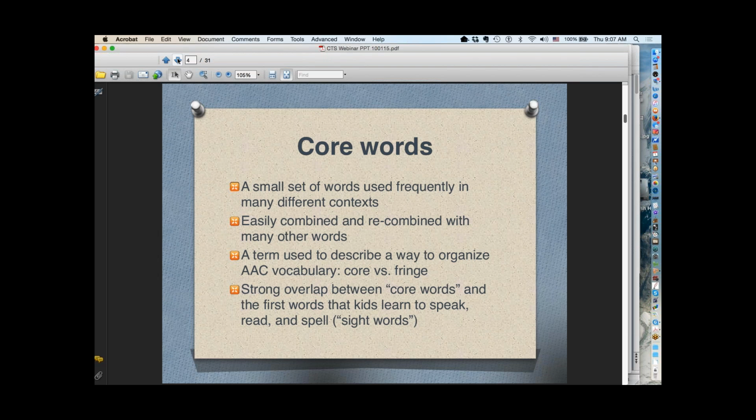So there's a very strong overlap between core words, those high frequency words, and the first words that kids learn how to speak, read, and spell. And that's a major reason why we're focusing on core words in this series, because core words really also support literacy development.